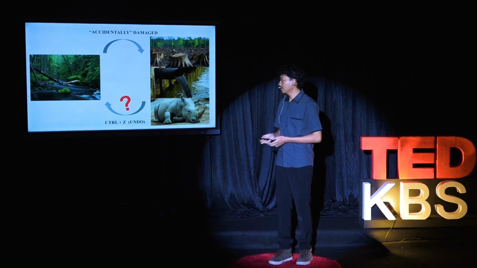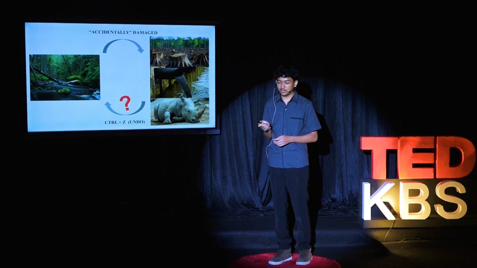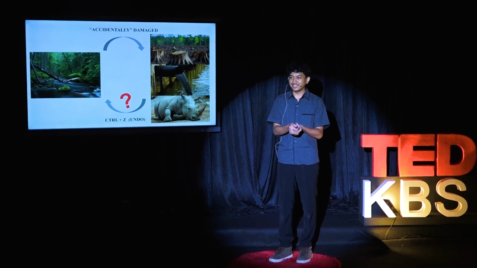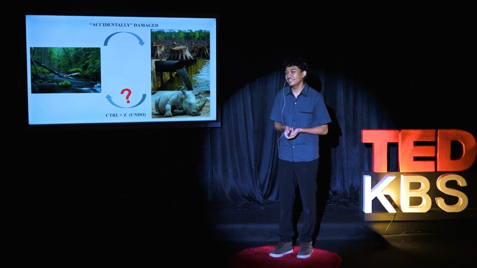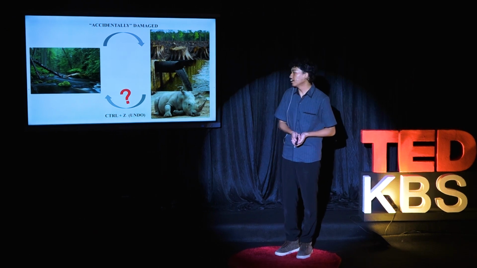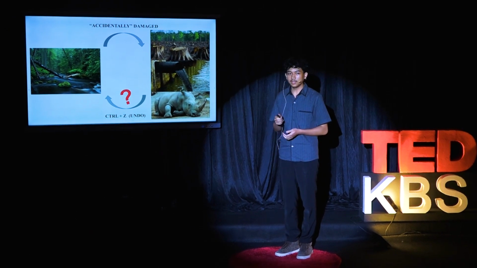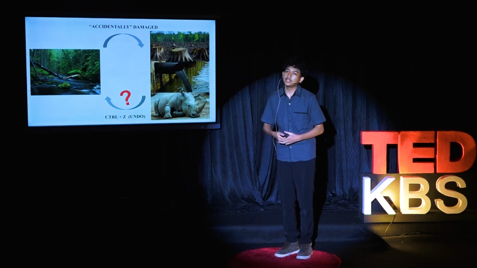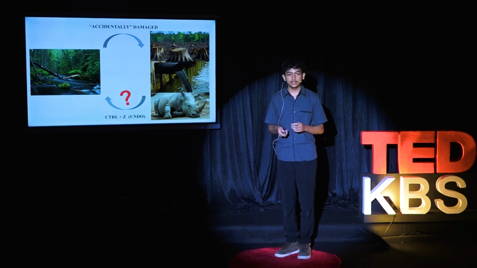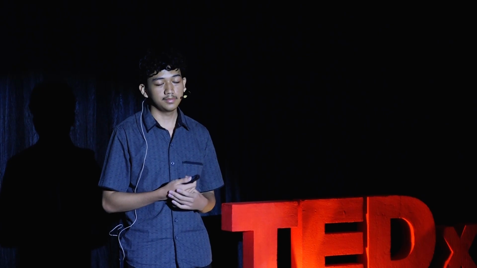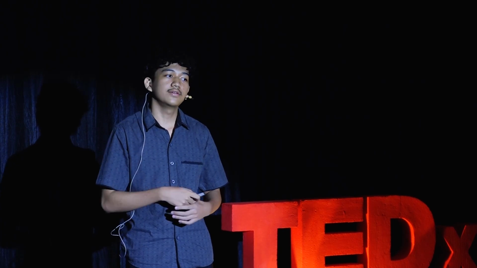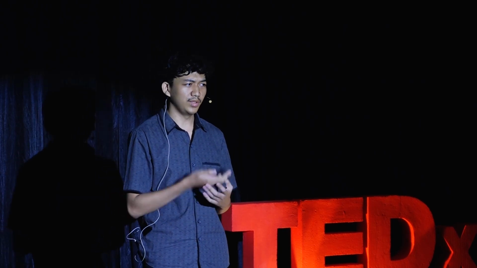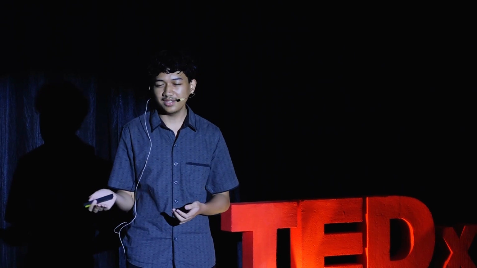So can we use the Ctrl+Z shortcut to undo the damages that we've done to nature? Well, obviously, but unfortunately, no. It cannot solve this type of problems. Fortunately, we have some strategies to help us reverse this type of damages. But first, we need to ask another important question. Do we really have to undo the damages?